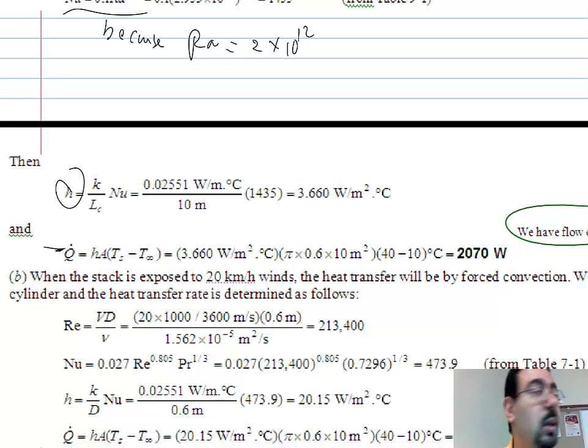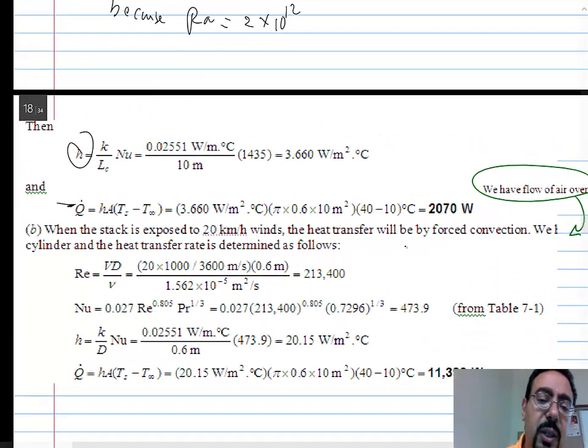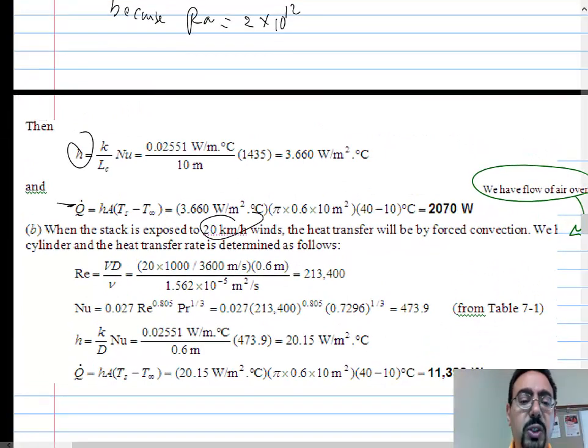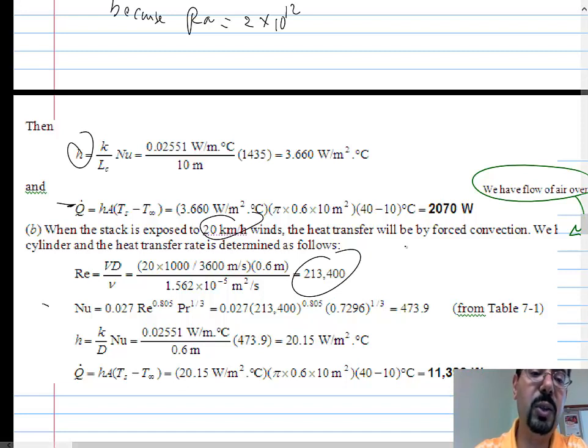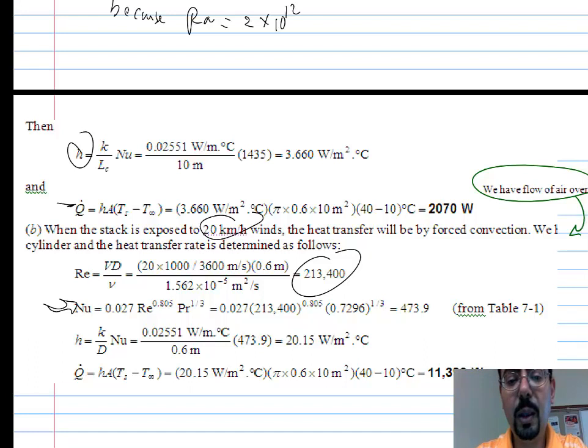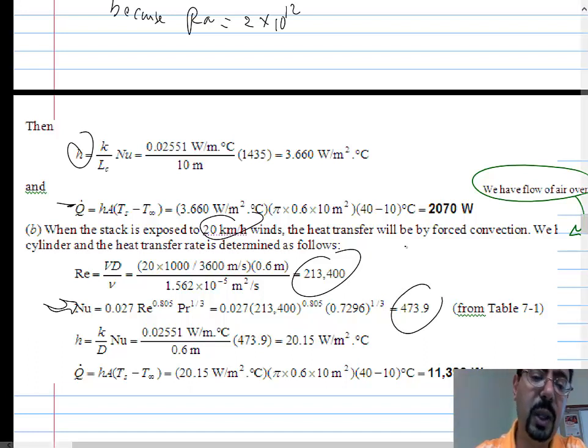All right. Now, if this was forced convection, that was the second part of the problem. And he said the wind was 20 kilometers per hour. So that's external convection. So I bet the Nusselt number would be a function of Reynolds and Prandtl. So we have to calculate the Reynolds number and then use this equation for a flow over a cylinder. And from that, you will get the Nusselt number, and from it, you will get the H.